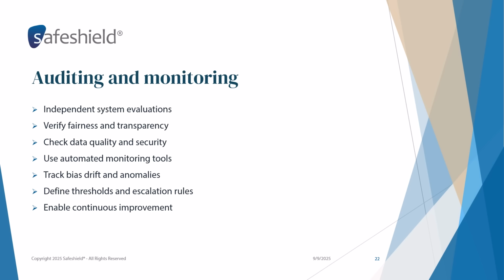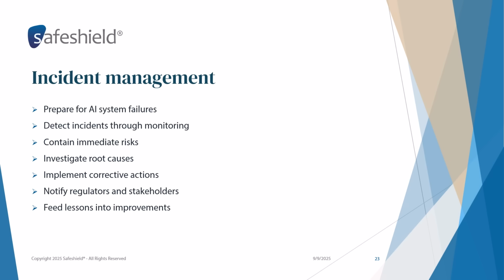They also allow for continual improvement, as findings can be used to refine policies and processes. Most importantly, auditing and monitoring ensure that governance is an ongoing responsibility. They give organizations confidence to innovate while demonstrating to regulators, customers, and society as a whole that AI systems are managed responsibly and transparently.